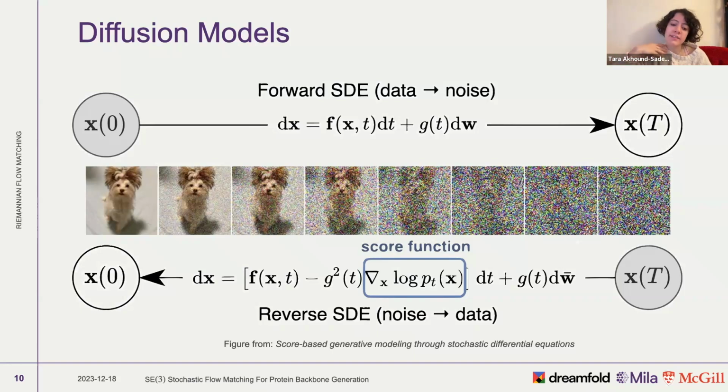And for diffusion models, the idea is that you want to parameterize the score function with a neural network. And when you do the reverse SDE, you use this parameterized score function to follow this SDE backward in time. And that's how you generate images.